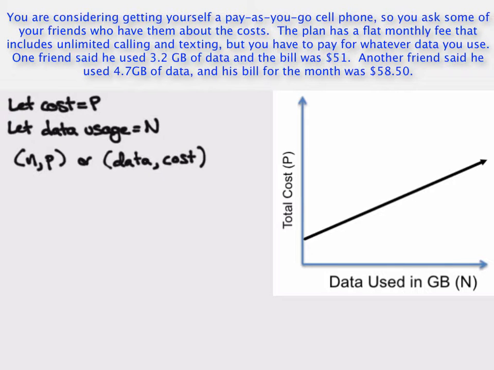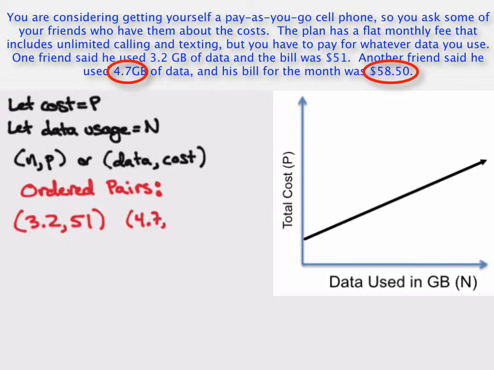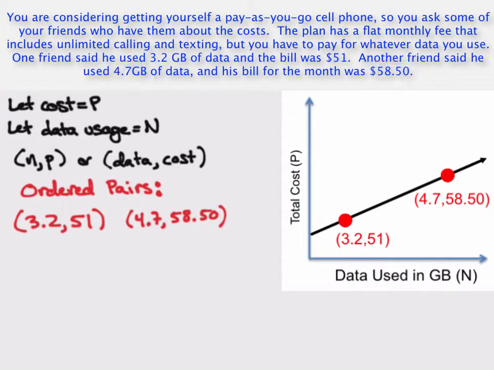All right, well, my claim is we have enough information from the text to find two ordered pairs about how much data was used and what the cost is for that amount of data. So for instance, one friend used 3.2 gigabytes of data, and the bill was $51. That gives us the ordered pair (3.2, 51). And when another friend used 4.7 gigs of data, the cost was $58.50. So that gives us the ordered pair (4.7, 58.50). All right, now we've got our ordered pairs. Let's go ahead and find the slope for this linear equation.